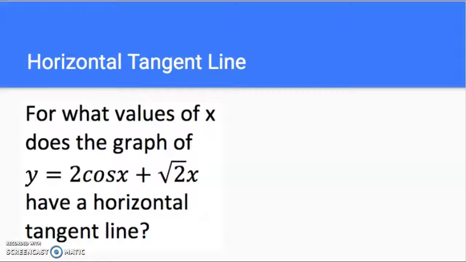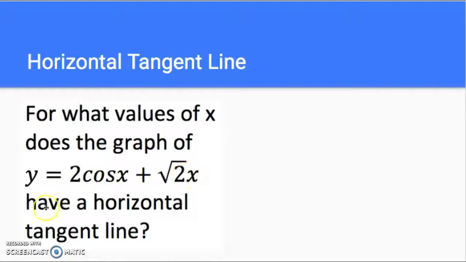For what values of x does the graph of y equals 2 cosine x plus radical 2 x have a horizontal tangent line? So when I look at this, I am looking at the question. They want to know values of x that make a horizontal tangent line. Well, horizontal tangent line means it has a slope of 0 because it's horizontal. We know for a tangent line, the slope is the derivative, so they're wanting us to take the derivative of this, and they're wanting us to set that derivative equal to 0 because the slope is 0. So that's what I'm going to do. Derivative, set it equal to 0.